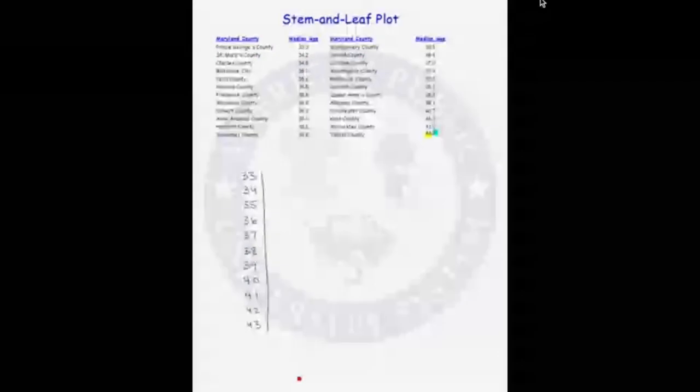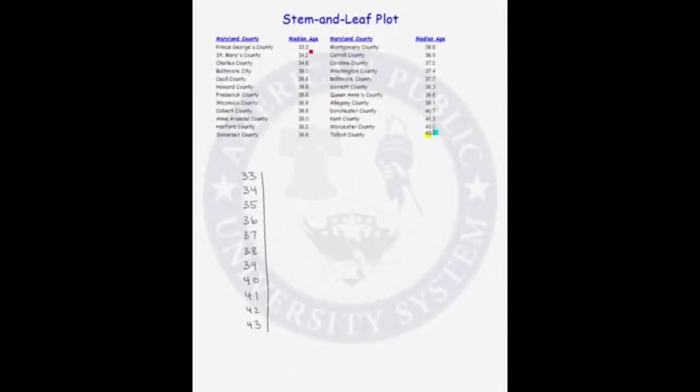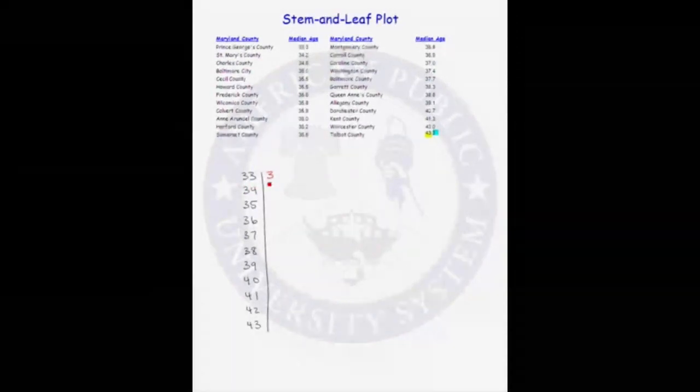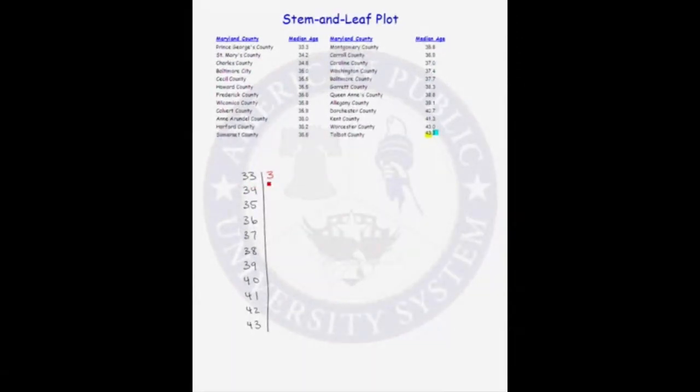Now we're ready to graph each of our data values. Our first data value is 33.3. We come down, we have a stem of 33. We want the leaf to be 3. We have a data value of 33.3 years. Our next data value is 34.2 years. Our stem will be 34, our leaf will be 2. We also have a 34.6 median age, so we put the 6 right here.